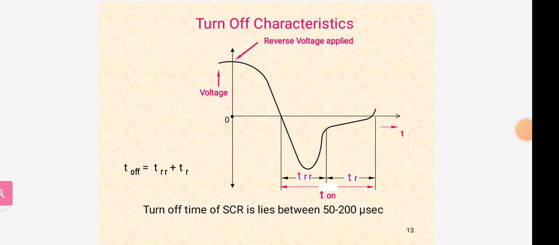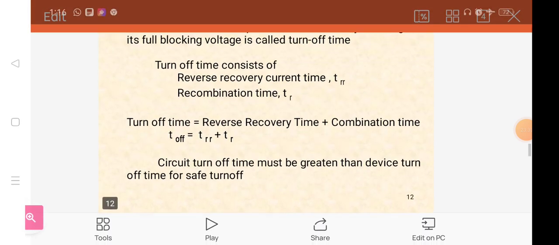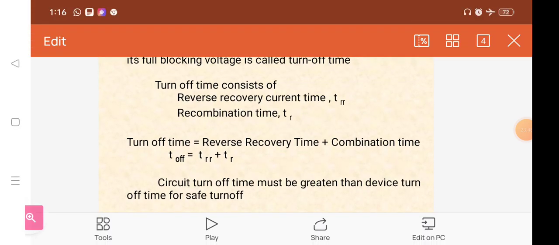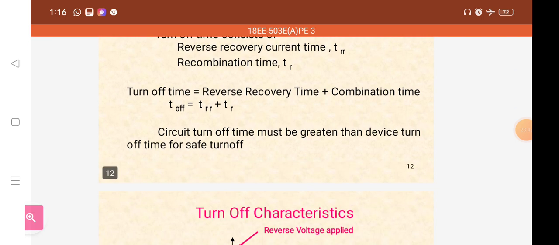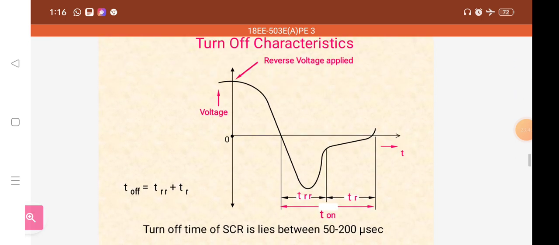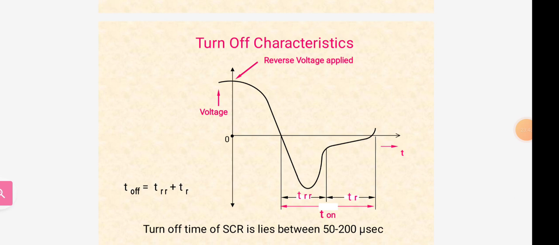So this is the diagram for turn off time. On the y-axis we have taken the voltage, and on the x-axis it is the time. Here TRR is the reverse recovery time, and TR is the recombination time. So this is the diagram for turn off. The turn off time of an SCR lies between 50 to 200 microseconds.